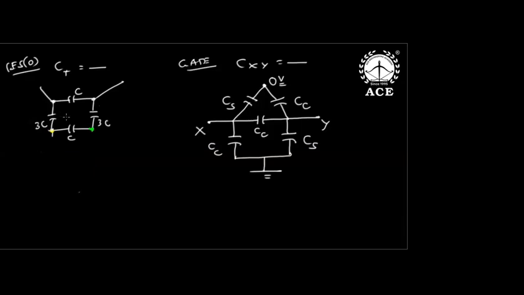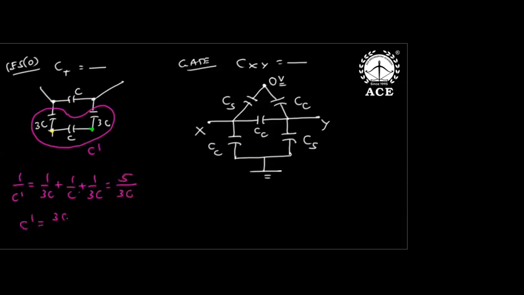Now these three become series. Let us say C dash. 1 by C dash is 1 by 3C plus 1 by C plus 1 by 3C. If I take LCM 3C, it is 5 by 3C. So C dash is 3C by 5.